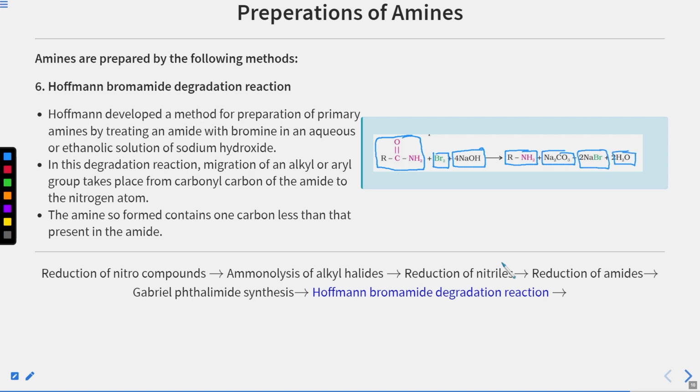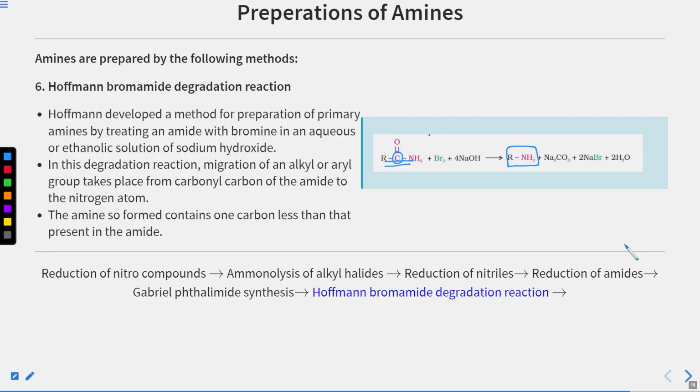Now, why do we call it a degradation reaction? If you look at the reaction carefully, you will see that we are removing one carbon from this amide. So this carbon is now being removed, and we are getting an amine that has one carbon less than the parent amide. So for this reason, this is a kind of degradation reaction. This important point should be kept in mind: whatever amide we take, the product that is formed will have one carbon less as compared to the amide that we have taken.